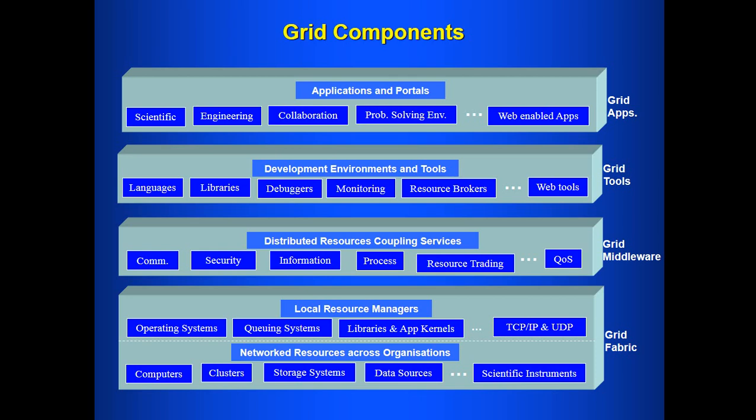Grid middleware, including distributed resources coupling services. Some components of grid middleware include communication, security, information, process, resource trading, and quality of service. These are some components of grid middleware.